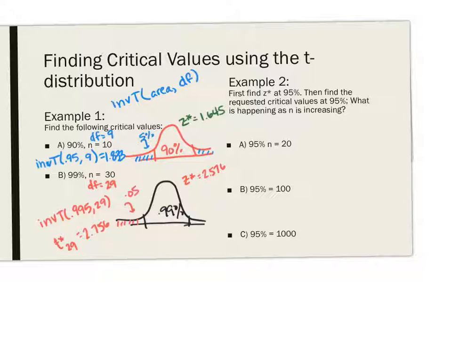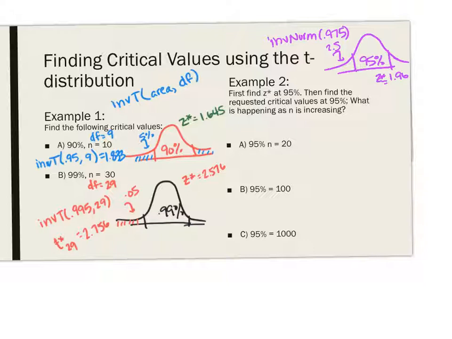So look at the next example. It says first find Z star at 95%. We know to find Z star at 95%, we would draw our curve. So we want 95% on the inside of this curve, which puts 2.5% on both sides of the curve. So this will be inverse norm 0.975. And that means that your Z star is equal to 1.96 for 95%.